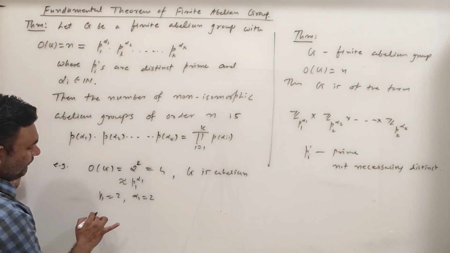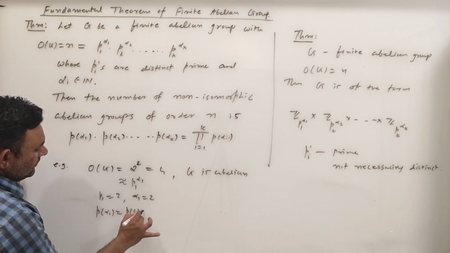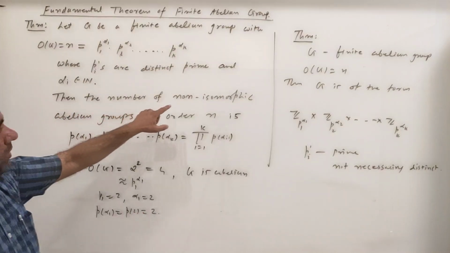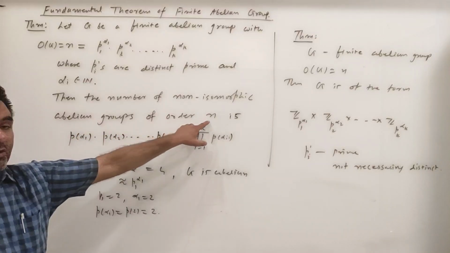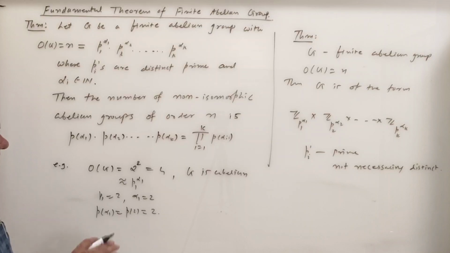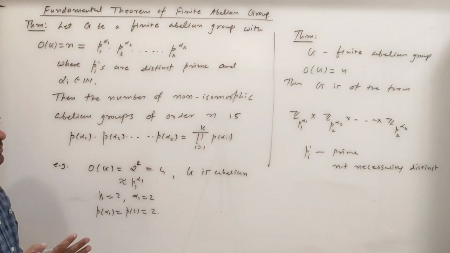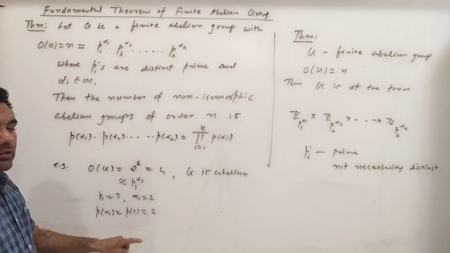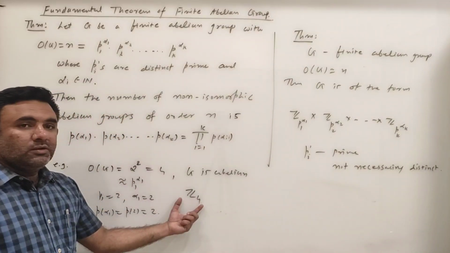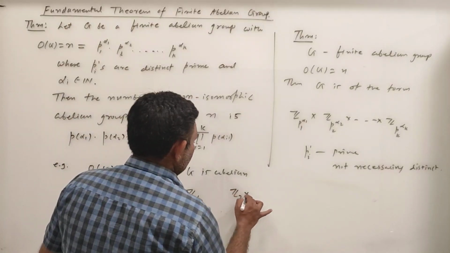So p of alpha 1, that is p of 2, and that is 2. So the number of non-isomorphic abelian groups of order 4 is 2 only. तो आपको 4 ऑर्डर का जो अबेलियन ग्रुप है ऐसे नॉन आइसोमॉर्फिक ग्रुप कितने मिलेंगे? ओनली 2. वन इज Z4, जो अबेलियन ग्रुप ऑफ ऑर्डर 4 है, and Z2 cross Z2.